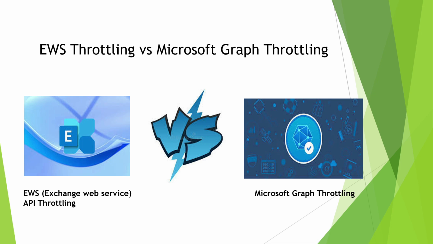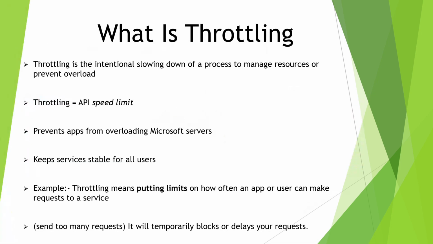In the old EWS system, throttling mainly affected email accounts and showed errors without a clear wait time. In Microsoft Graph, throttling is smarter. It affects all Microsoft 365 apps like Teams, OneDrive, and SharePoint. When you hit the limit, it gives a clear message like "too many requests" with a timer, for example, wait 15 seconds. Hope it's clear. Let's go to the next.